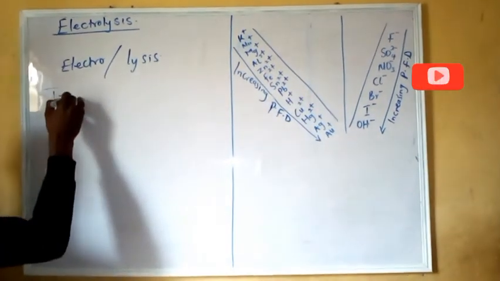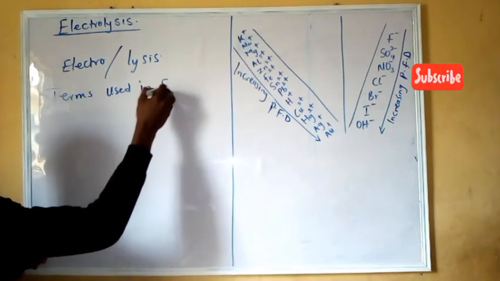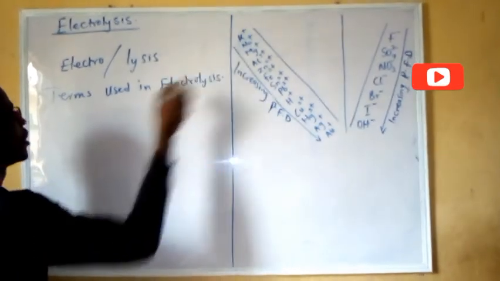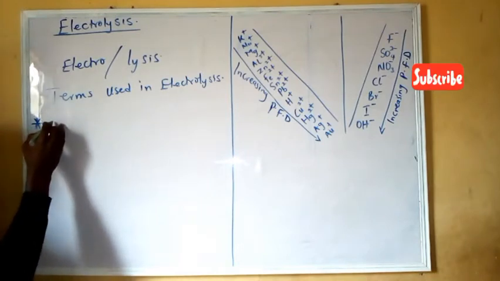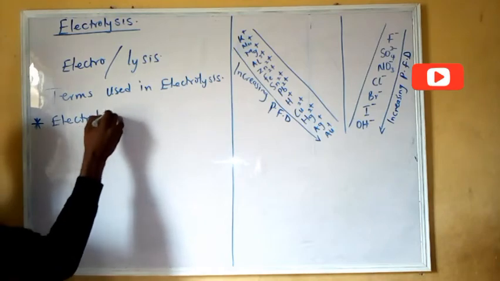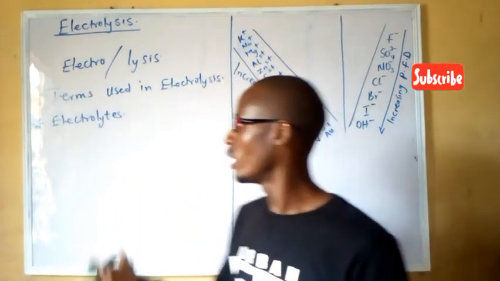So let's look at the terms used in electrolysis. We have the first term, which is called electrolytes. Electrolytes, plural.